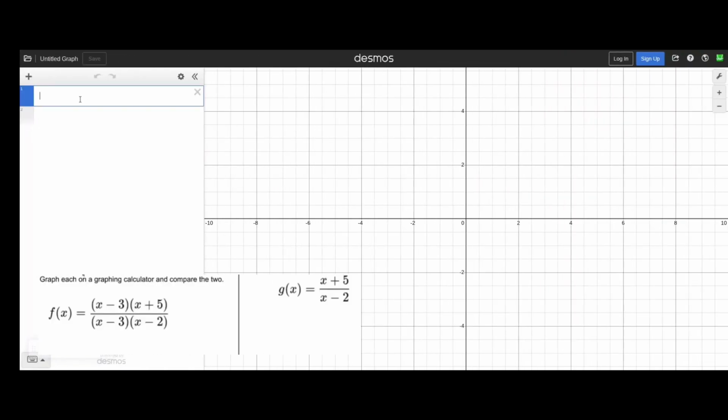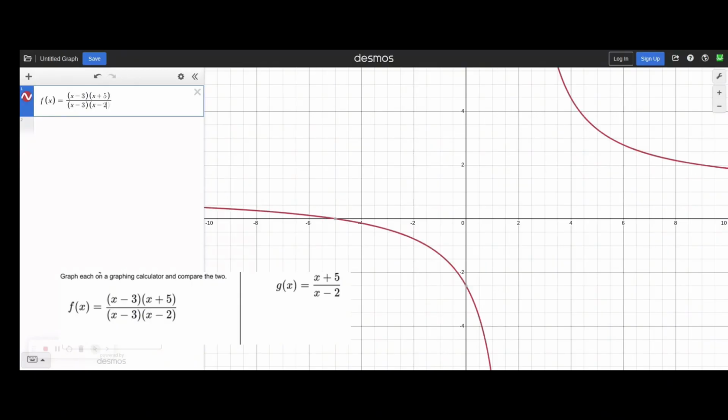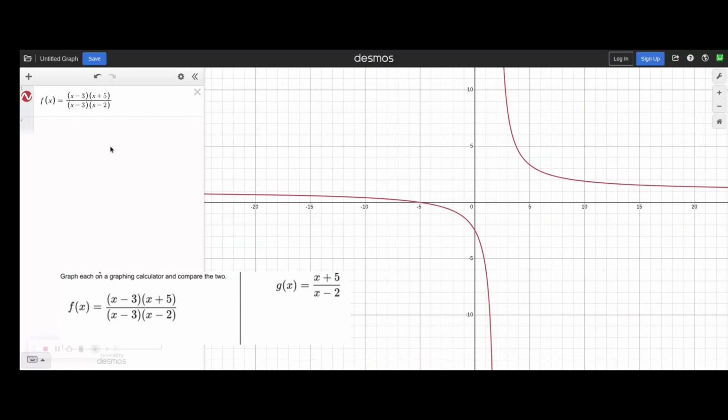F of x equals, let's do our division symbol, parentheses, x minus 3, close it, open it, x plus 5, close it, and then we have x minus 3, close it, open it, x minus 2. All right, standard rational, let's zoom out a little bit. Standard rational, no big deal.